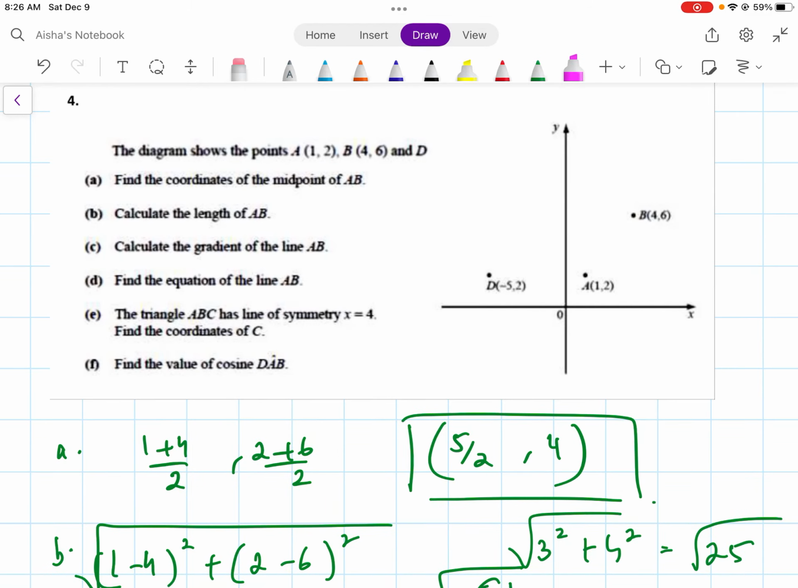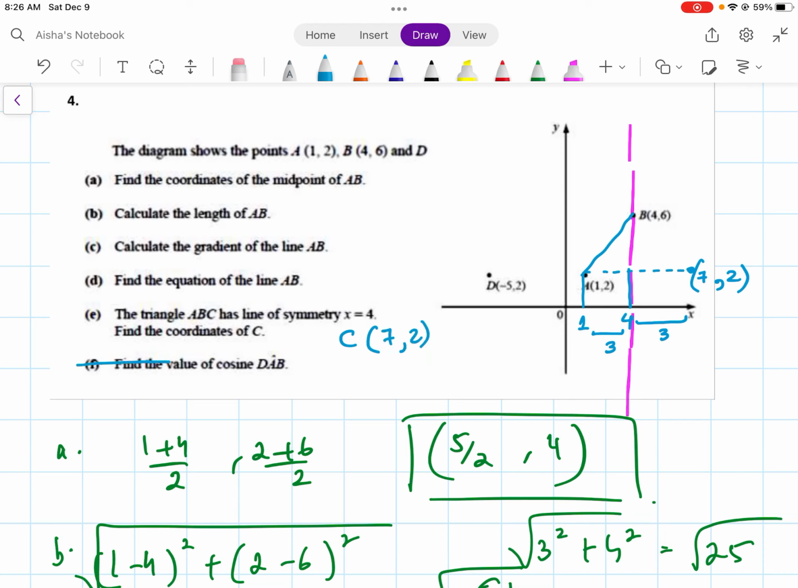Now this is interesting where they're saying the line of symmetry is x equals to 4. So if this is the line of symmetry, meaning the point A will be reflected to this side. This is 4, this is 1. The distance is 3. So it will be 3 units to the right. That means 4 plus 3 becomes (7, 2). So my point C will be (7, 2), and you don't have to do this question.